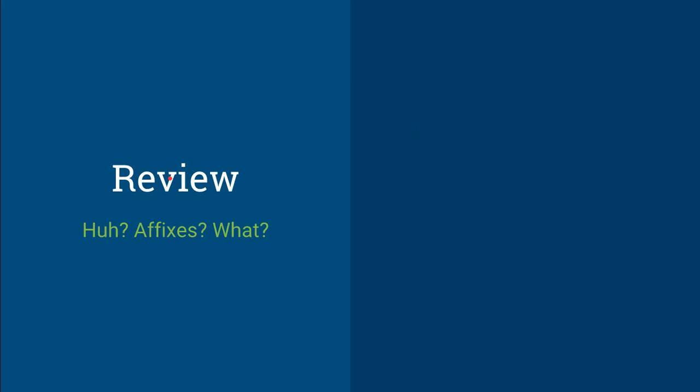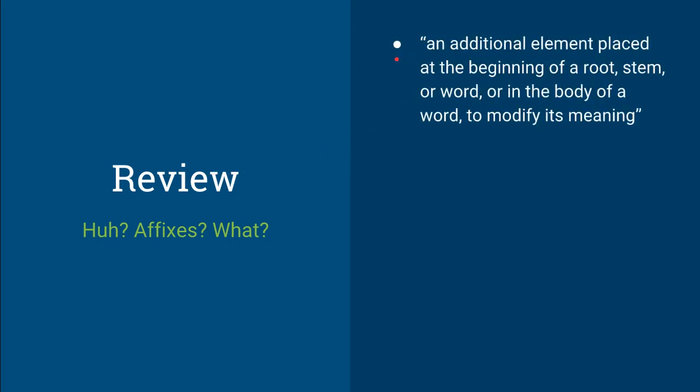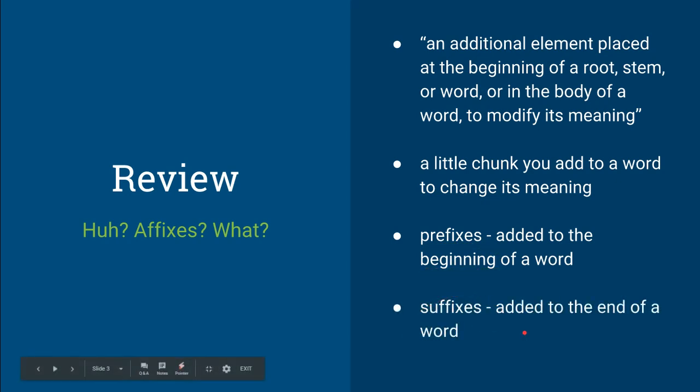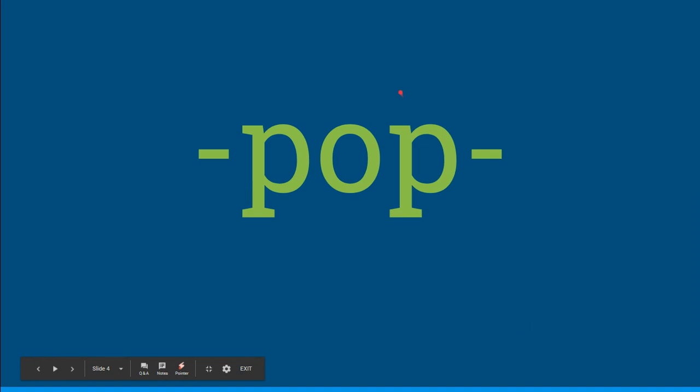So we're going to quickly go over what affixes are. And the official definition is an additional element placed at the beginning of a root stem or word in the body of a word to modify its meaning, which is an unnecessarily complicated way of saying it's a little chunk that you add to a word to change its meaning. So prefixes are affixes that we add to the beginning of the word, and then suffixes we add to the end. Now on to our root for this unit, which is pop.